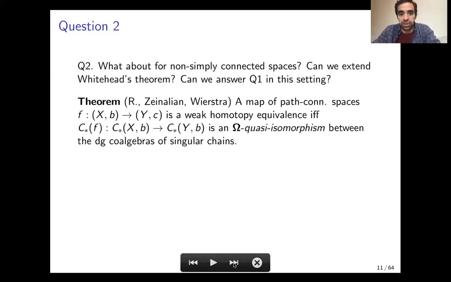So the answer to the first question of extending Whitehead's theorem, we proved an extension of Whitehead's theorem, which has the following form: a map F from X to Y between path-connected pointed spaces, with B and C base points in X and Y respectively, is a weak homotopy equivalence if and only if the induced map at the level of chains, of coalgebras of chains, so this B should be a C, I'm sorry, that's a typo, is a cobar quasi-isomorphism. So let me explain what this means.